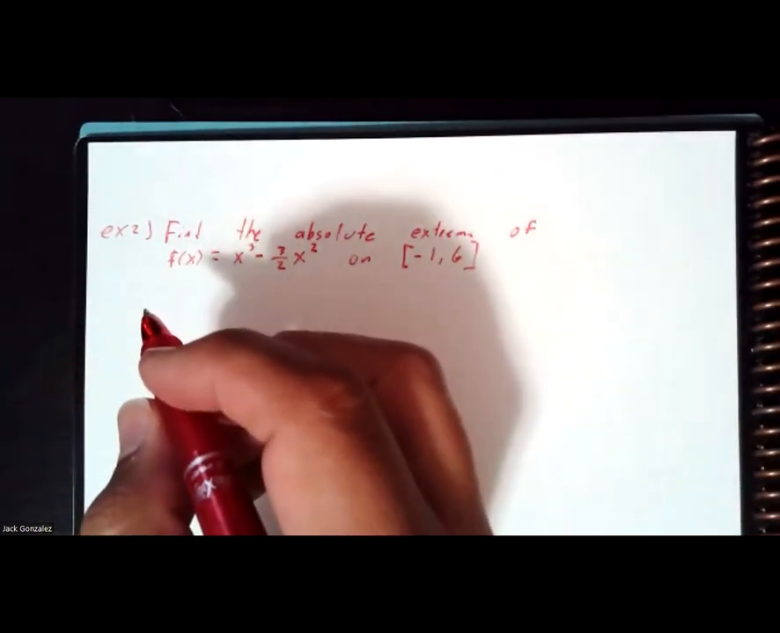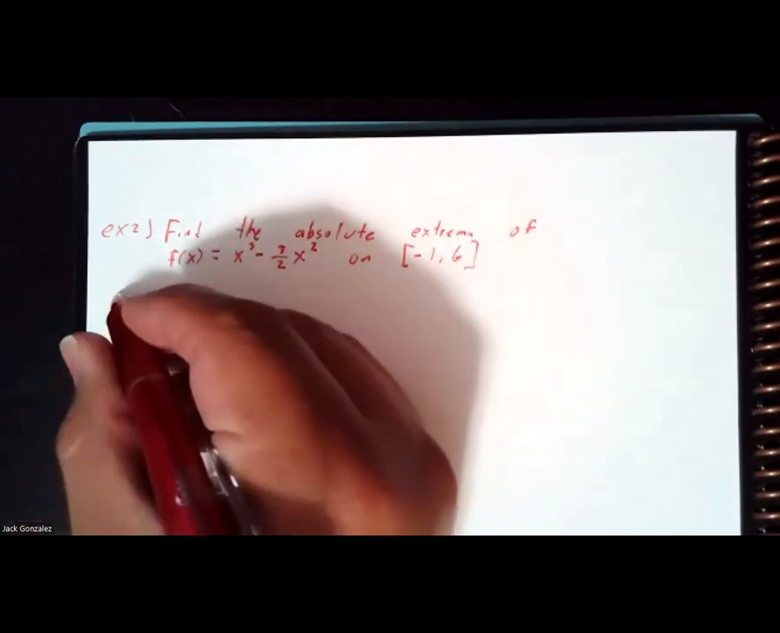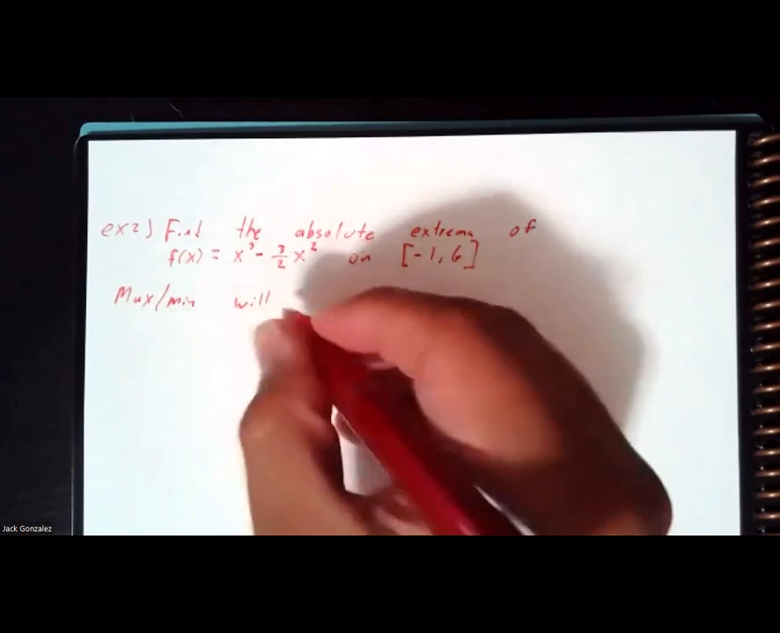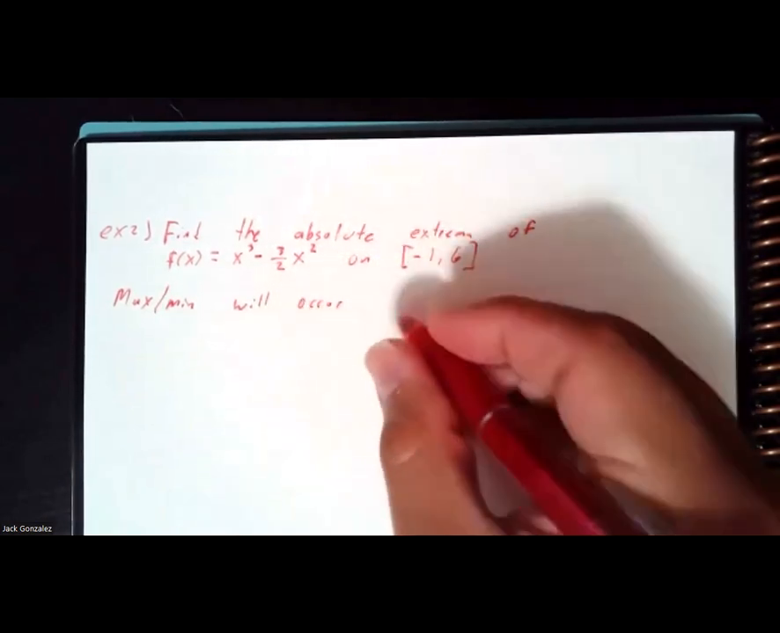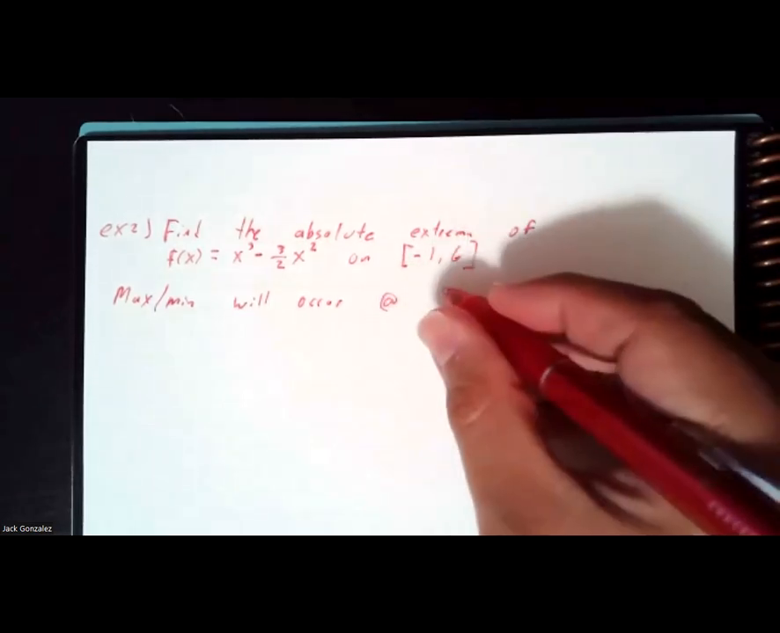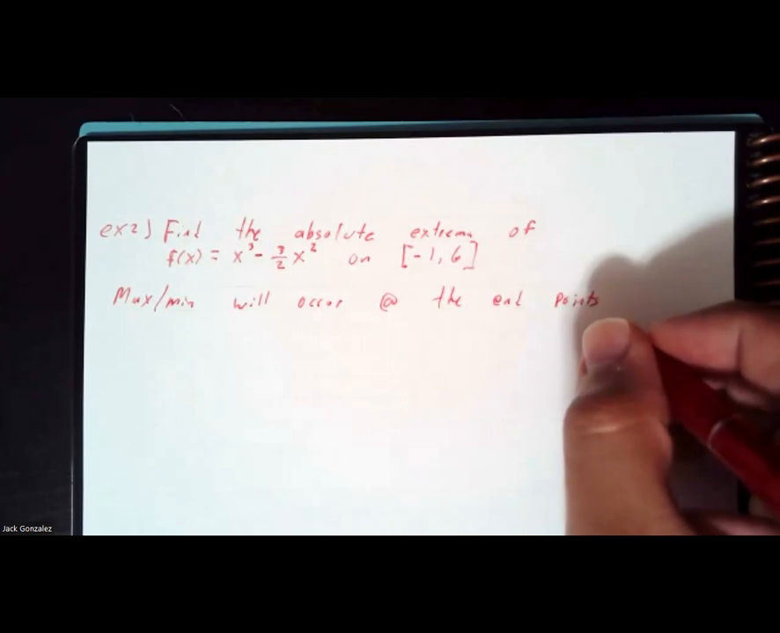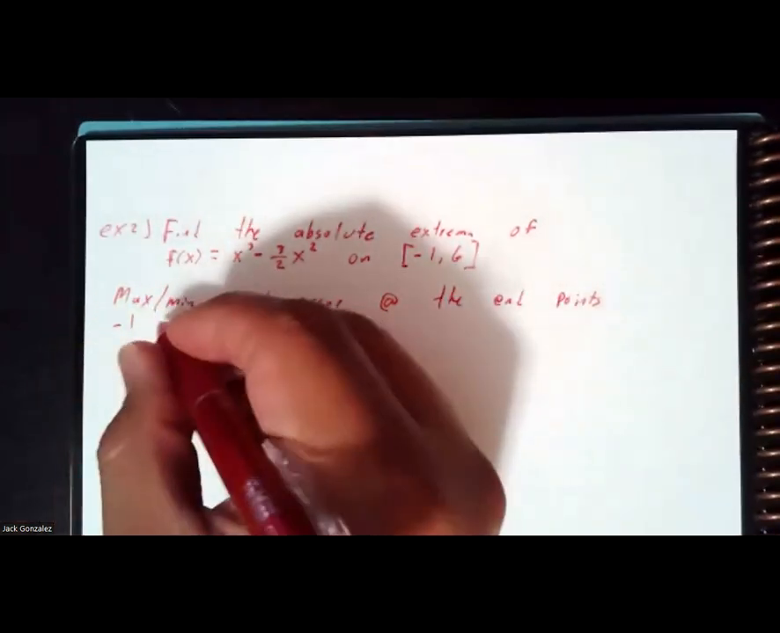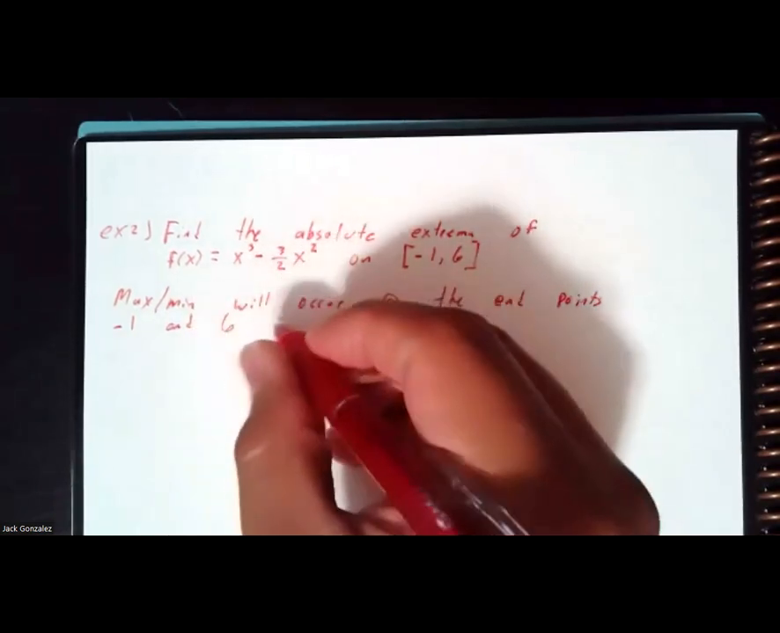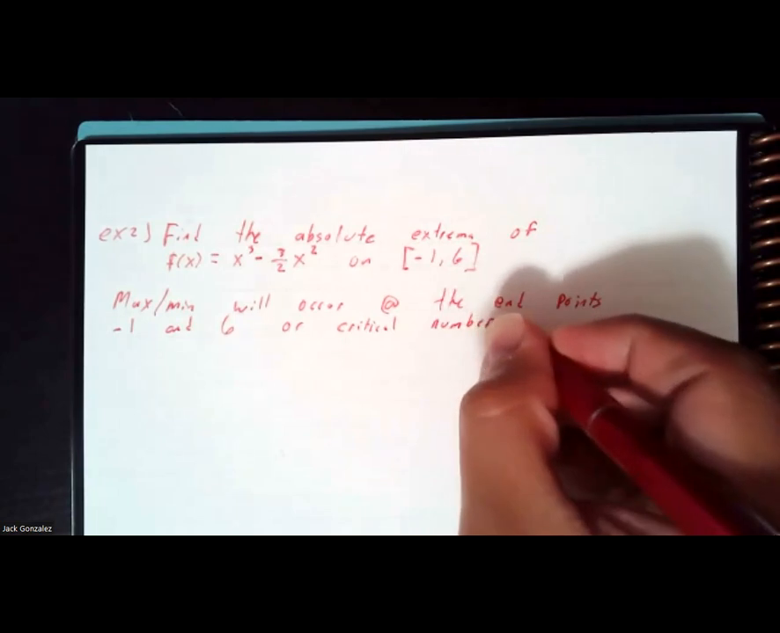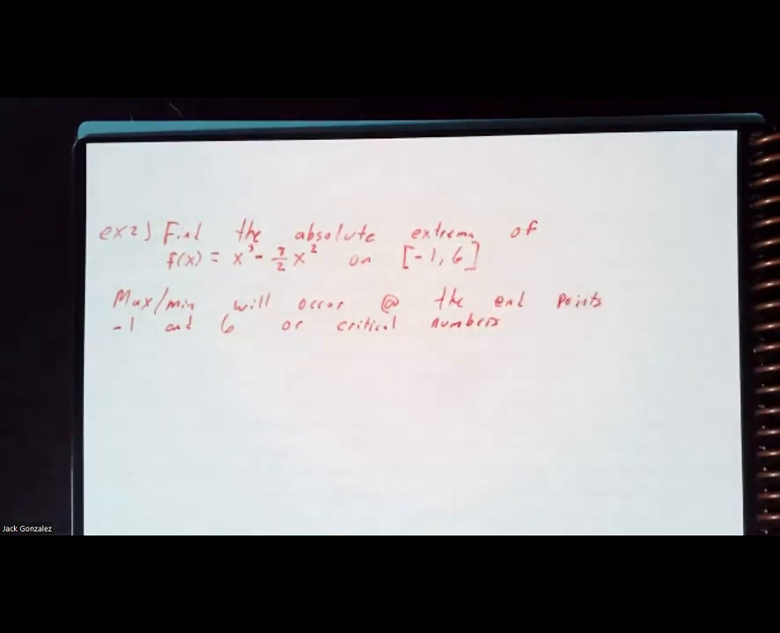So step one is still the same. So let me write a note here. Maximum and minimum will occur at the endpoints, -1 and 6, or critical numbers. So we gotta find the critical numbers and then just plug them into the function and see what is the biggest one, what is the smallest one. That's it. Because it's a closed interval, that's all you gotta do.